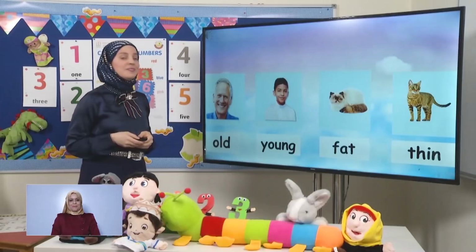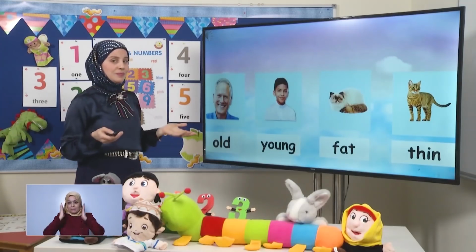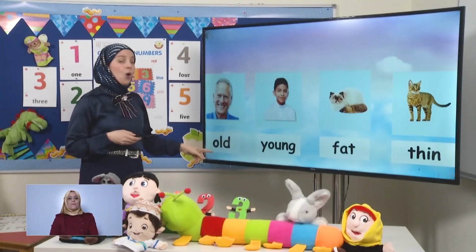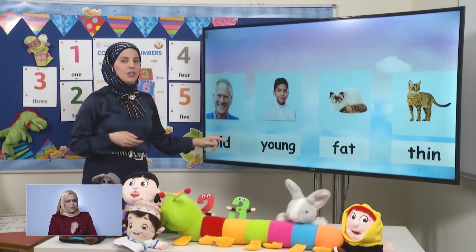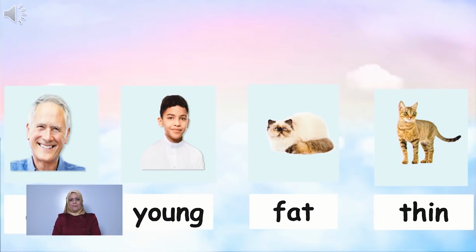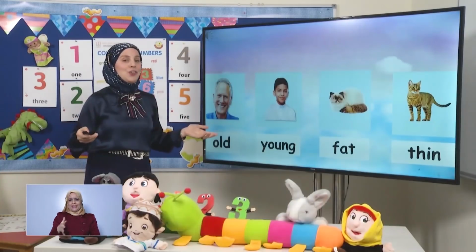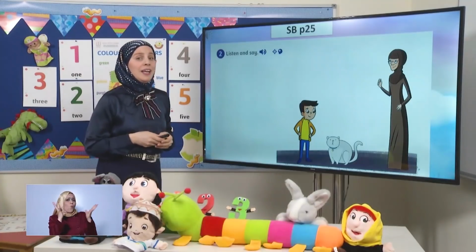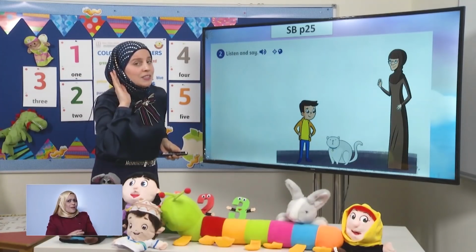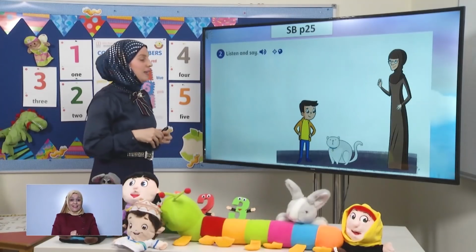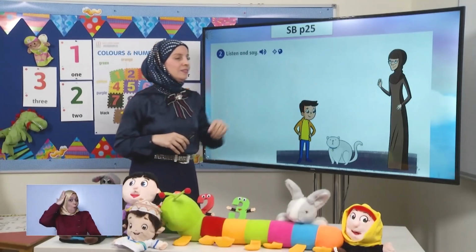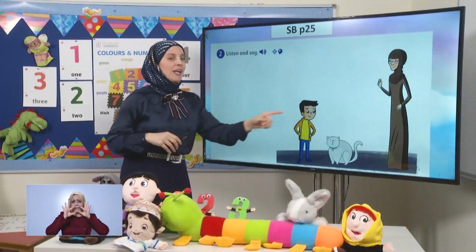Module 2, That's me. Song 1. Say the new words. Old, old, young, young, fat, fat, thin, thin. You did a great job. Now, my students, what can you see in this picture? Yeah, I can hear your answers. We can see a boy, a woman, and a fat cat.